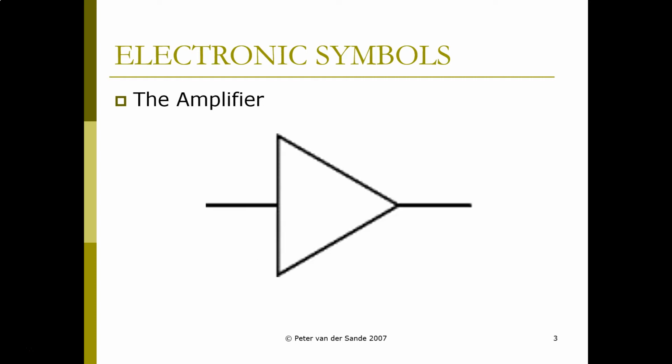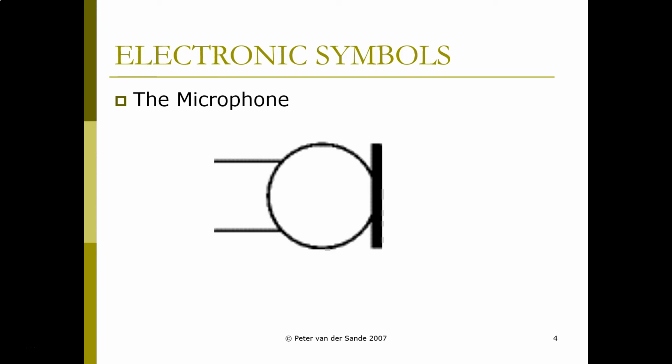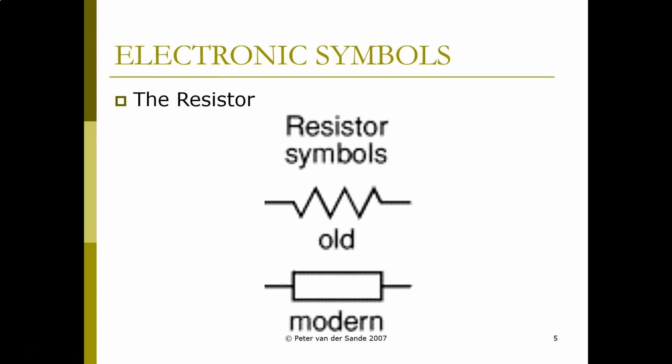The symbol for an amplifier is simply a triangle, in this case with the input on the left and the output on the right. The symbol for a microphone is the circle with a flat line and then the two wires coming out of the left side in this case. A resistor has two symbols, either the squiggly line or the rectangle. Typically the squiggly line is the United States and the rectangle is Europe, or the old and the modern or new way of describing a resistor.